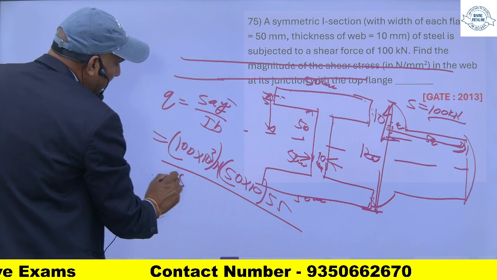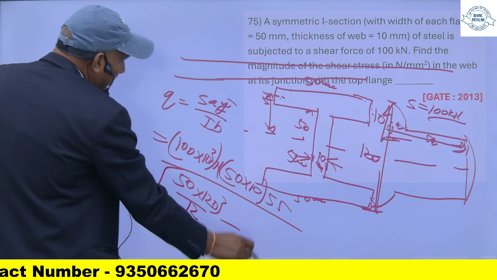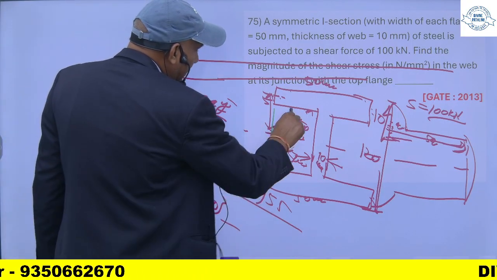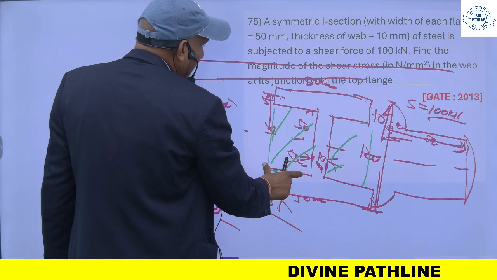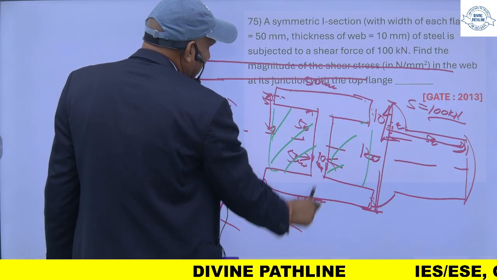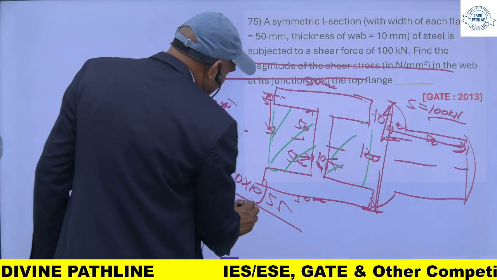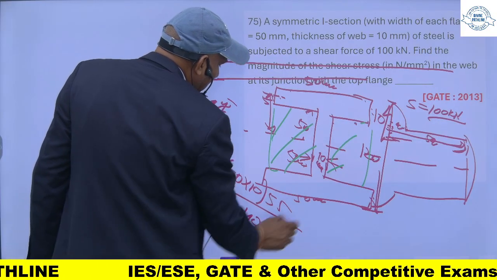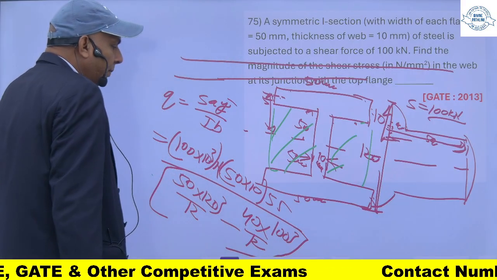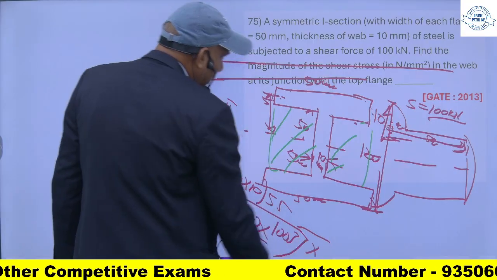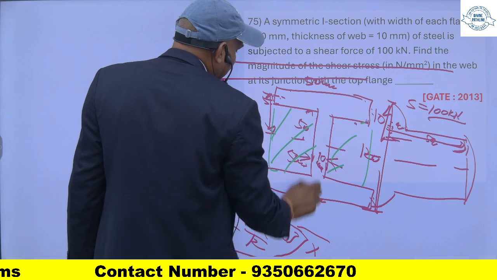So this is 50 into 120 cube upon 12. This is the outside moment of inertia. I will subtract. So this will be, 50 minus 10 is 40. So this one plus this is 40 into this 100 cube upon 12. I will get the net moment of inertia, this I into B. B will be this one, and this is 50.